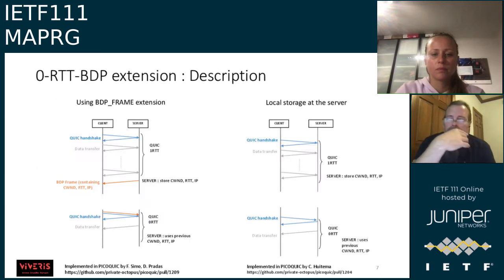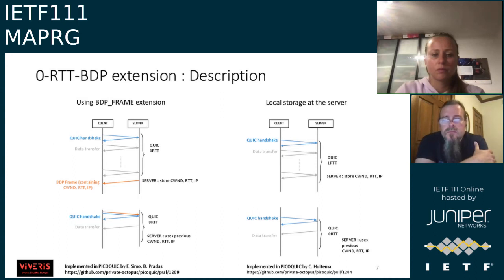So here, basically, there are two possibilities and two ways this can be done. The draft that we have describes lots of different solutions on how to do that in QUIC. And we are comparing two of them in our experiments. One is using the BDP frame extension, and the other one is using local storage at the server.